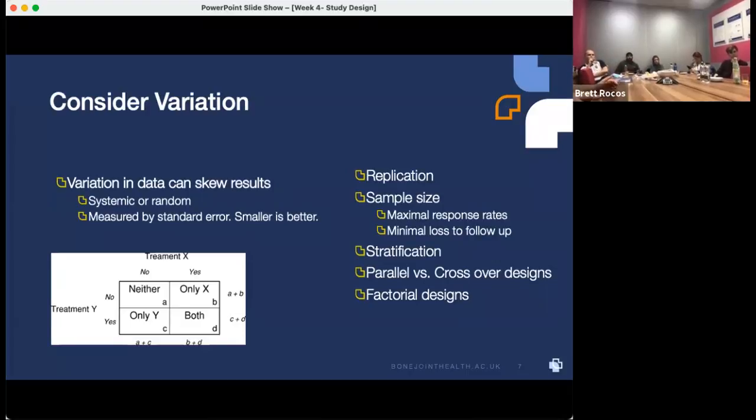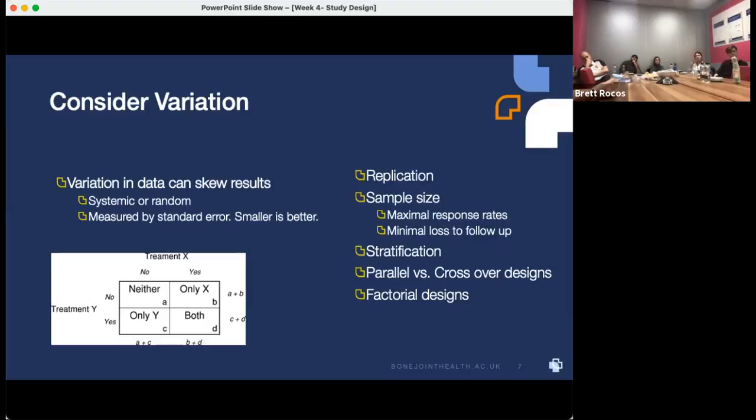Your sample size, we talked a bit about. Generally, a bigger sample size is better, but it can get out of hand and become impractical. Maximizing the response rates is a good tactic. If you recruit 100 people, but by the end of your trial you've only got 20, you've lost 80 people. Your variation in data is much more pronounced because you've only got a fifth of your patients left. So working hard to keep them in your study to the end is important.